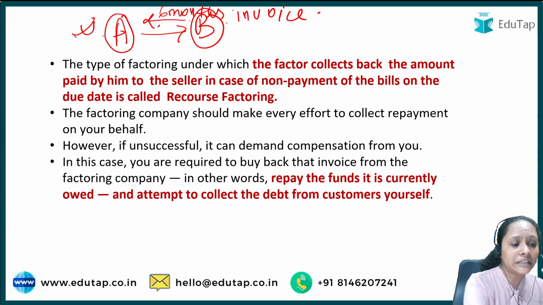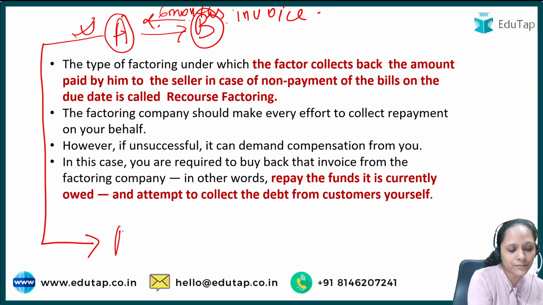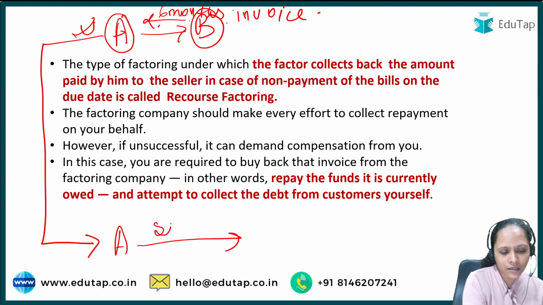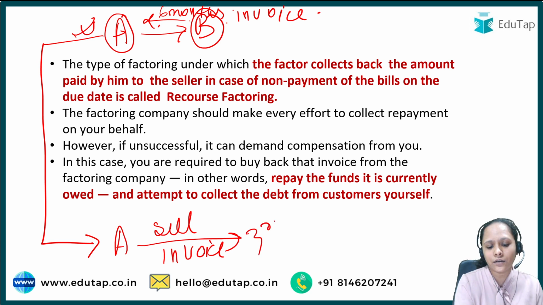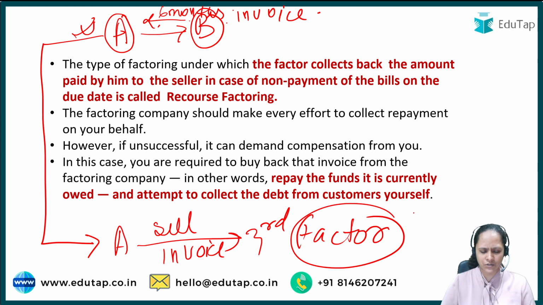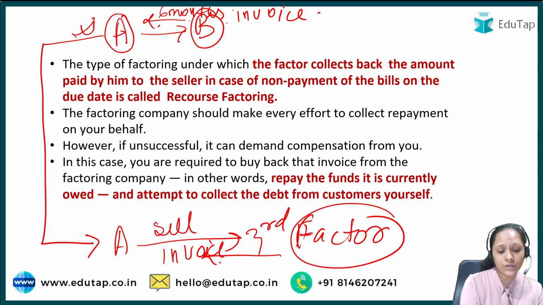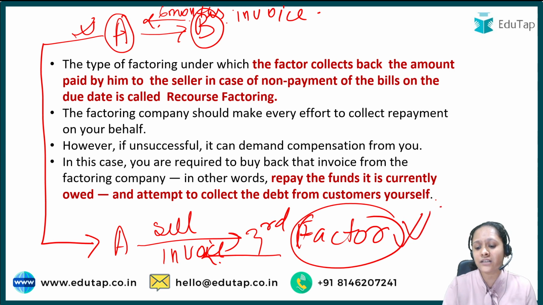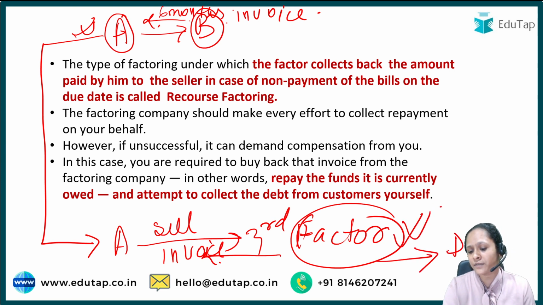To ab company A kya karegi ki now this company A will sell the invoice to a third party known as factor. Theek hai, koi bhi ho sakta hai, company ho gaye ya banks ho gaya. Ab ye factor jo hai, what will the factor do is, he'll not give you the whole amount of the bill. He'll reduce some interest charges or commission and then pay you the amount. And now the factor is responsible to collect the amount from the debtor.